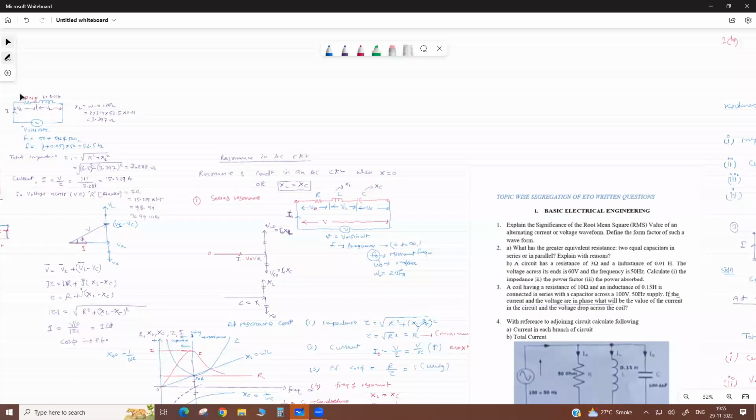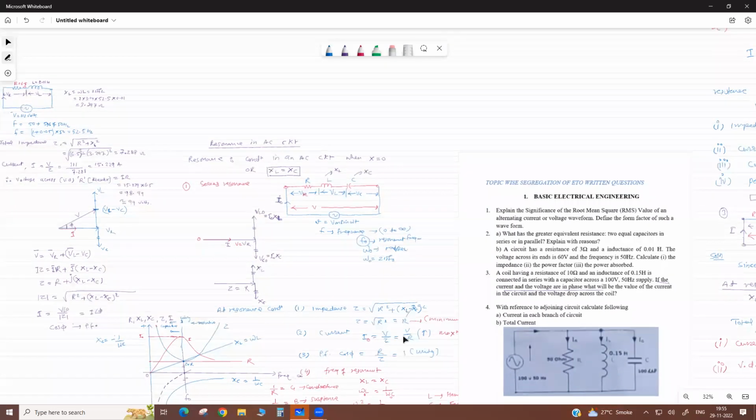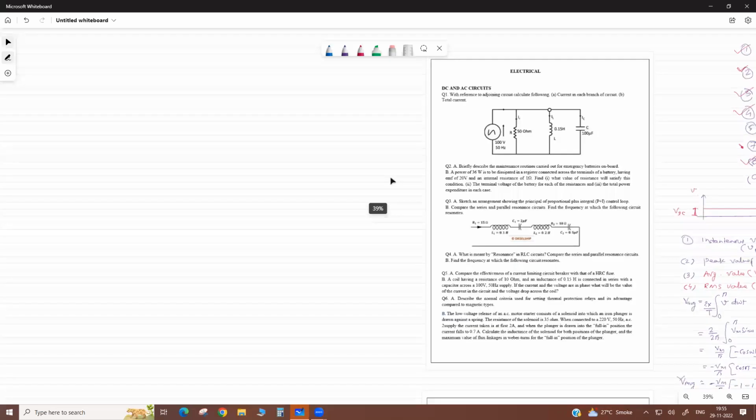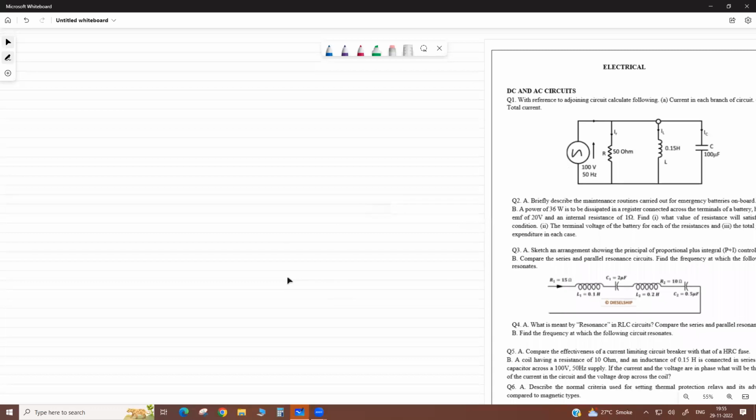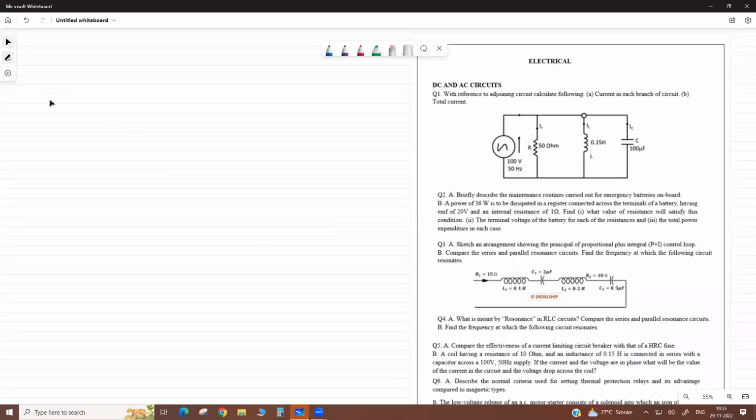Fourth question. So we discuss this. This is the question number of this MET, which comes in class 2, but they are also asked in your ETO. It is already asked. That is the 4th question.